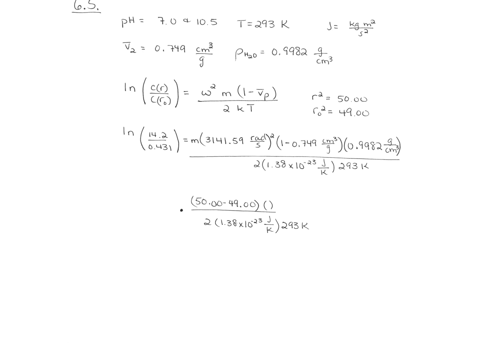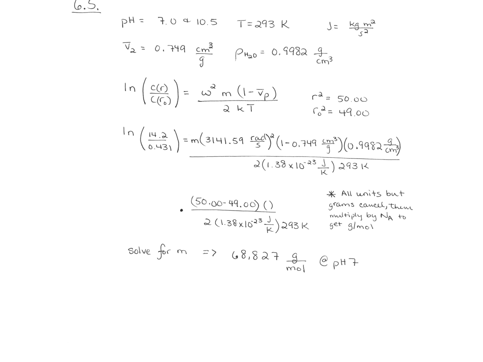So when you do this, all of your units actually end up canceling out except for the grams, and then you need to multiply by Avogadro's number to get into grams per mole. And then you can solve for m at that point. And so the m at the pH of 7 was 68,827 grams per mole. And then if you do this for the 10.5, you get 17,136 grams per mole. So you could have also left it in grams, but it looks a lot nicer if you put it in grams per mole. Overall, it just works a lot better for what we're doing.